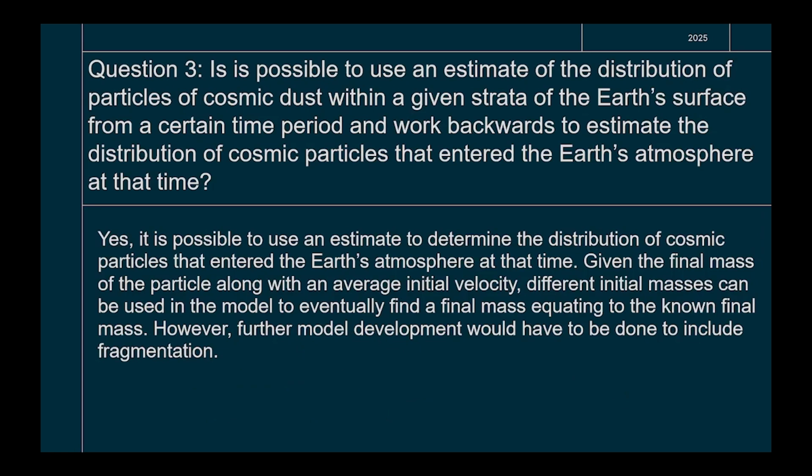Finally, is it possible to use an estimate of the distribution of the particles of cosmic dust within a given strata of the Earth's surface from a certain time period and work backwards to find a distribution of the particles that entered the Earth's atmosphere at that time? Yes, it is possible. If you, for each individual particle, work backwards from our model and take a summation of all that, you can use that to find the distribution of the particles that enter Earth's atmosphere at the time. However, there may be some error as our model does not account for fragmentation.